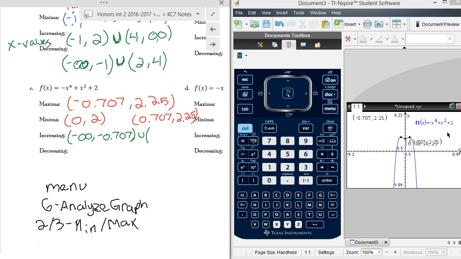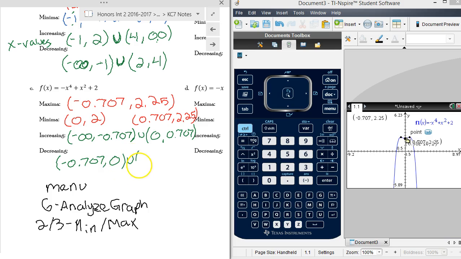Union. The next time it increases is this little part right here, starting at 0 and going to 0.707. Now for decreasing, the first time it starts decreasing is at my first maximum, which is negative 0.707. And it decreases until it gets to my minimum, which is at 0.